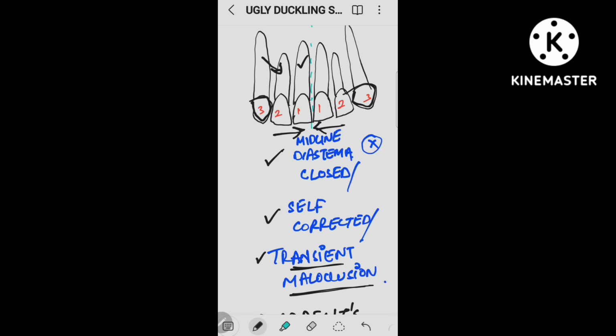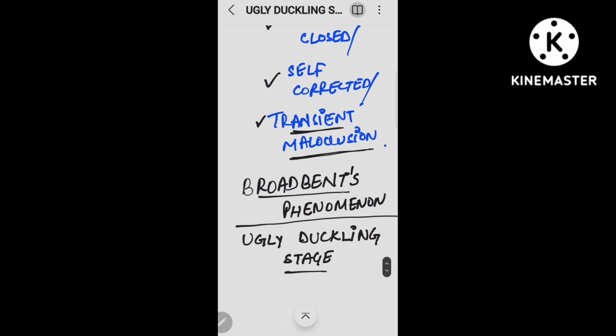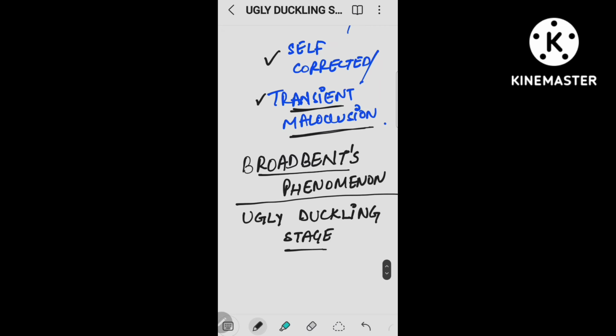The whole phenomenon which we have studied in this video is called the Broadbent's phenomenon, or also the ugly duckling stage. Now, this occurs between 7 to 11 years of age, because this is the time during which the canines erupt into the oral cavity. A few references describe it to be between 8 and 9 years of age.